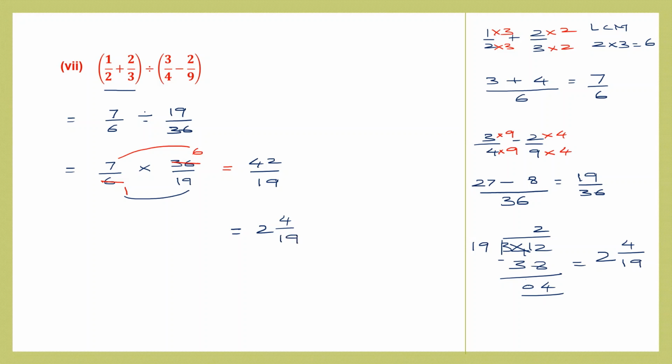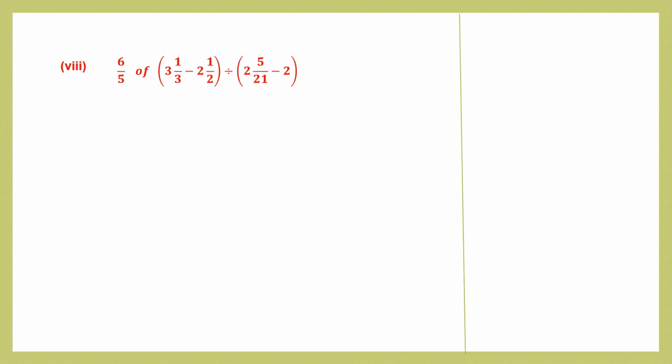2, 4 by 19. Question 8. So let's see what we have here. So 6 by 5 of, and then we have brackets, division, brackets. According to BODMAS, we have to do brackets first, and then of, and then division. So we can start with this set of brackets. So let's write everything else as it is. So here we have 6 by 5, of is into.